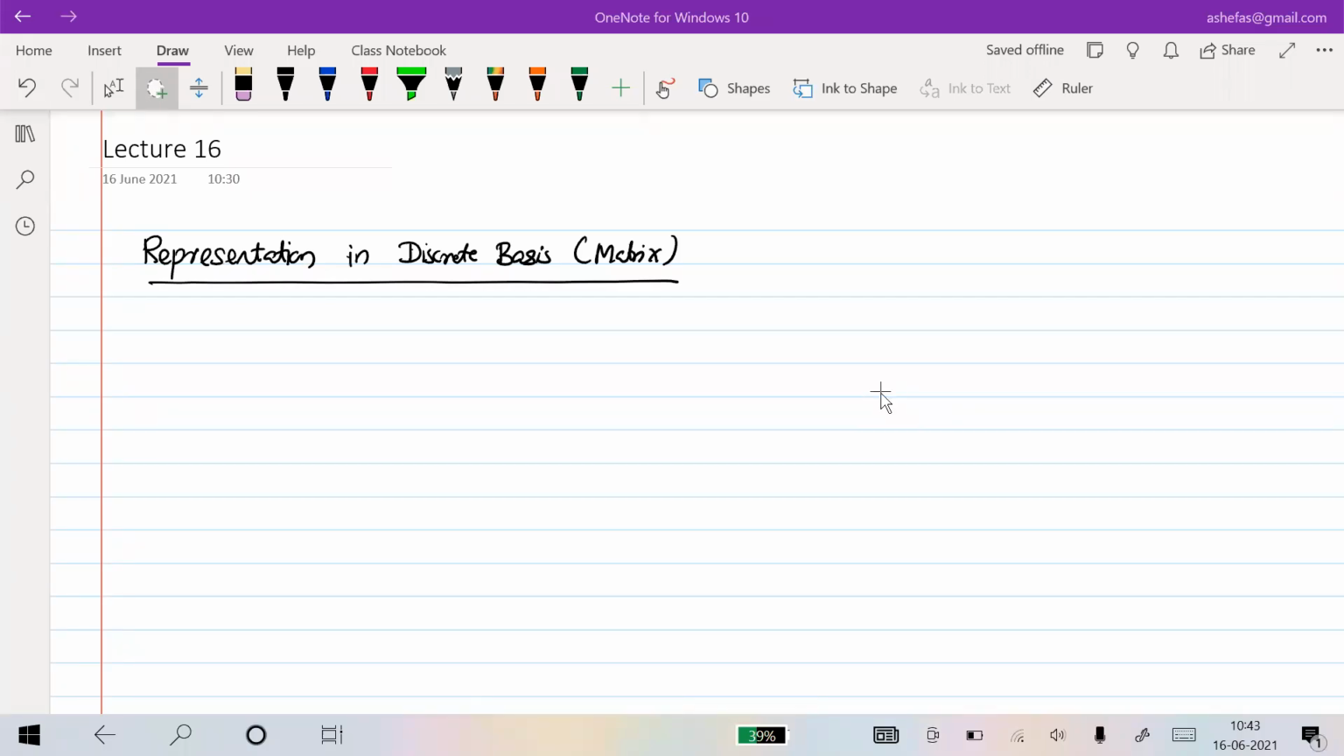Hi all, welcome back to the discussion on quantum mechanics. So in this particular session, I'll be discussing the representation of vectors and operators in discrete basis.